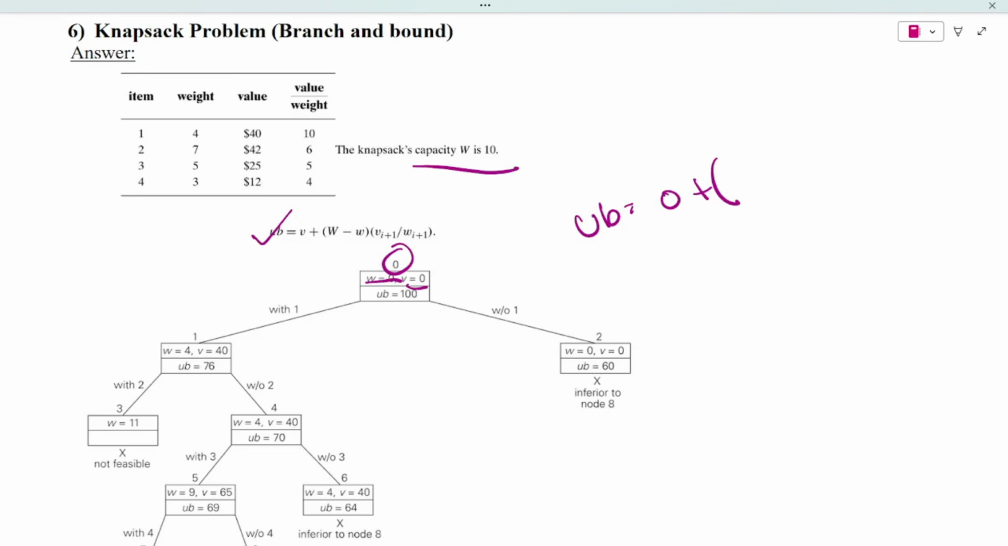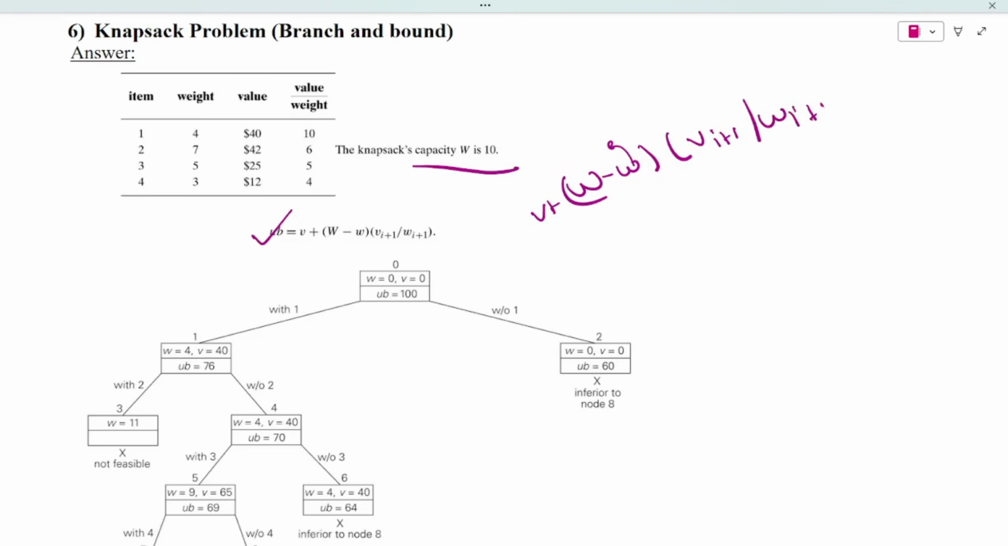When you have to follow the steps, see, you have this formula that you have to remember: V plus (W minus w), where W is the weight given and w is the previous weight, and you increase i by 1 and multiply by w i plus 1, that is the value by weight of the next position which you have. First, the weight and value which you have considered are 0.